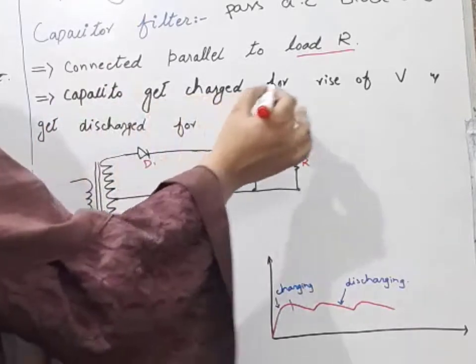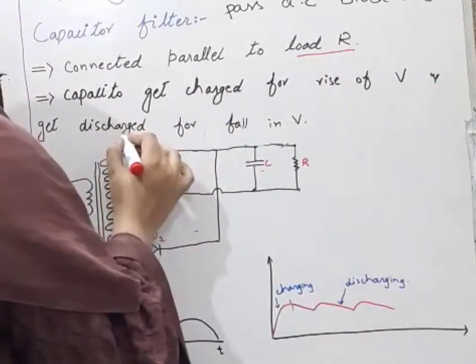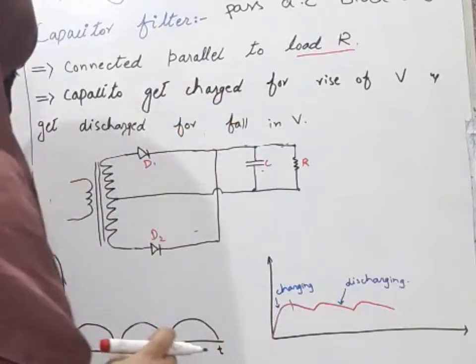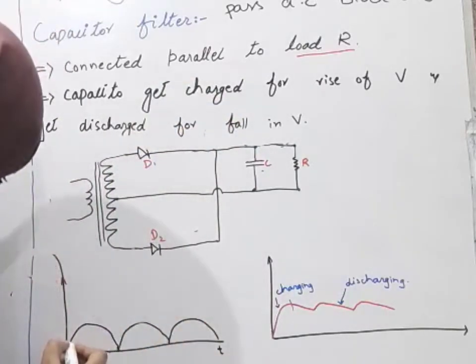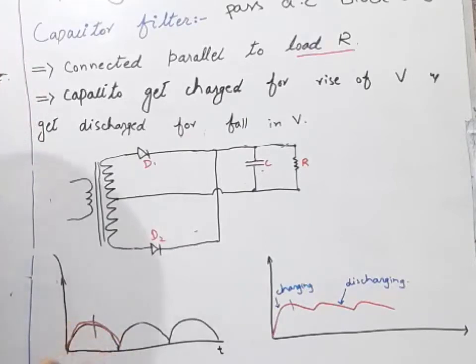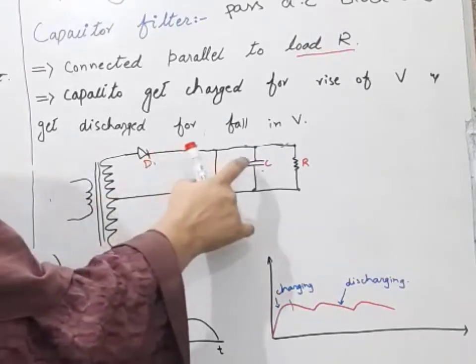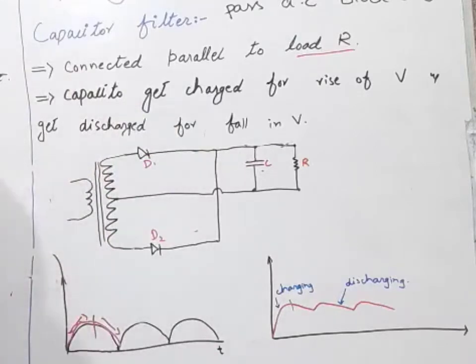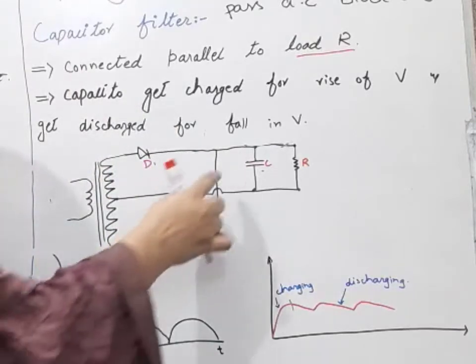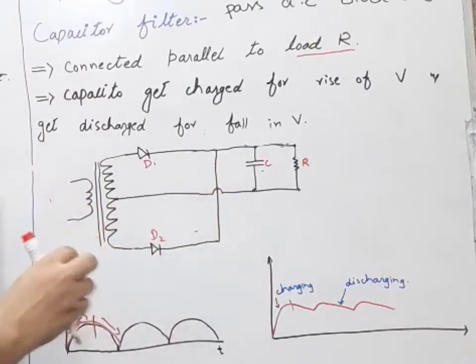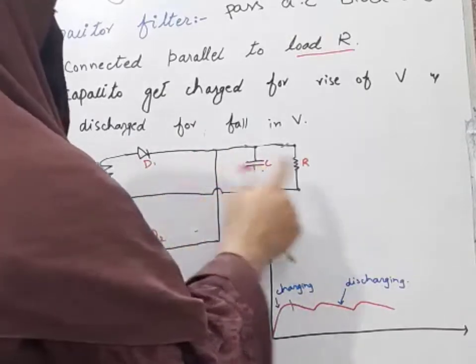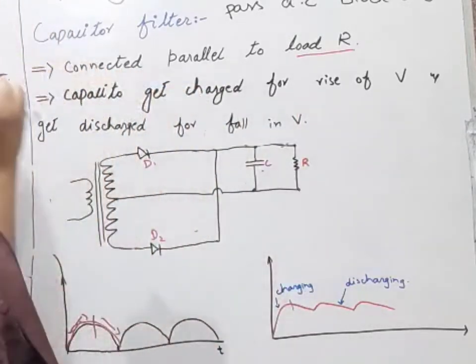Capacitor gets charged for a rise of voltage and gets discharged for a fall in voltage. So here is the rise of voltage from this to this. At the center, here is the rise in voltage and here is the fall in voltage. For a rise in voltage, our capacitor will get charged, and for a fall in voltage, it will get discharged and provide all of its output to the load resistance R.